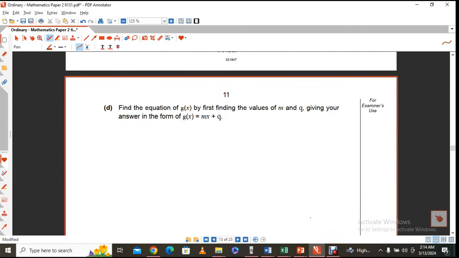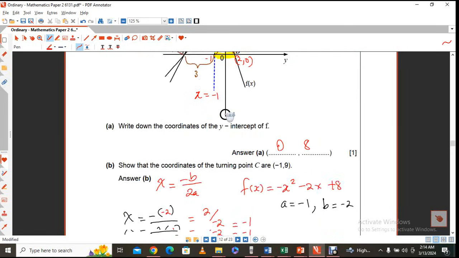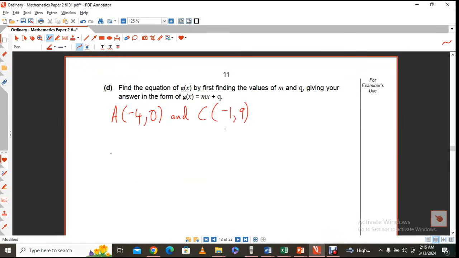Right, then they say find the equation of g of x by finding the values of m, which is the gradient. Let me just bring in what I have from my previous answer. I know that the A coordinate is -4, 0, and I also know that C, which is the turning point, is -1, 9. The reason why I'm bringing those 2 points is that the line passes through them. Can you see the line passes through there? So I'm going to use these to calculate, first of all, the gradient. So the gradient of this line g of x is going to be, take the 2 y values, subtract them, divide by the 2 x values.